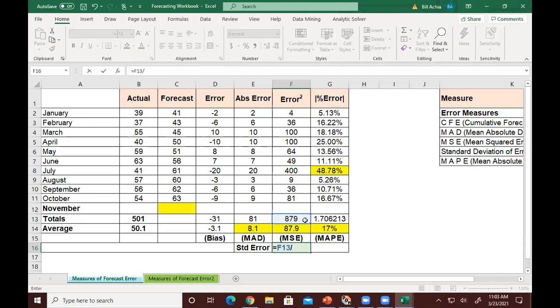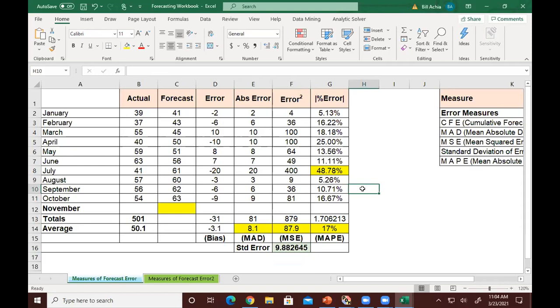In this case, I want the square root, SQRT, of 879 divided by n minus 1. We had 10 months, 10 minus 1 is 9, and it'll give you a standard error value of 9.88. The standard error is usually pretty close to the mean absolute error value. And you just want to have that standard error value be as small as possible.